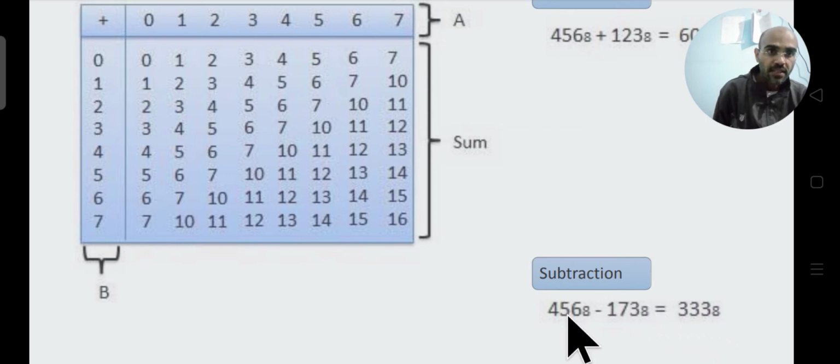Now let us take the other number. Now this is less than this. We have to do 5 minus 7 in the octal number system. So 5 cannot subtract 7 because 5 is less than 7. So we will borrow 1 from this next digit. So this will become 1, 5. Now 1, 5 minus 7. So we have to see 1, 5 in the column of 7. So in the 7 column, 1, 5 is here.